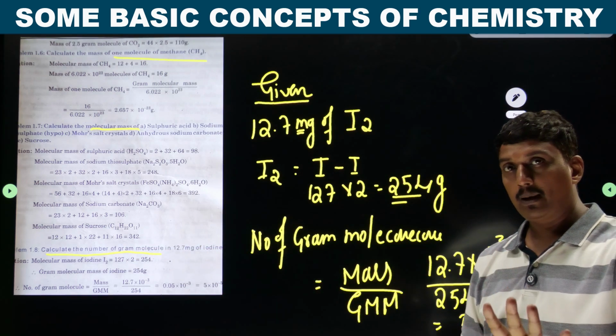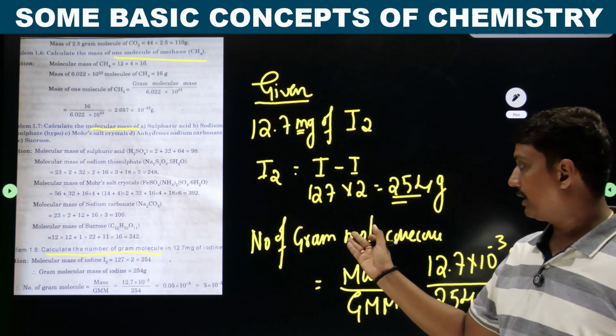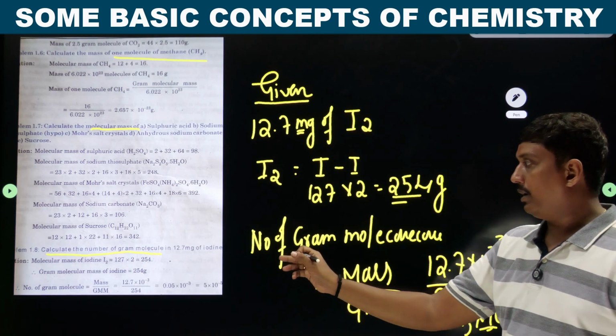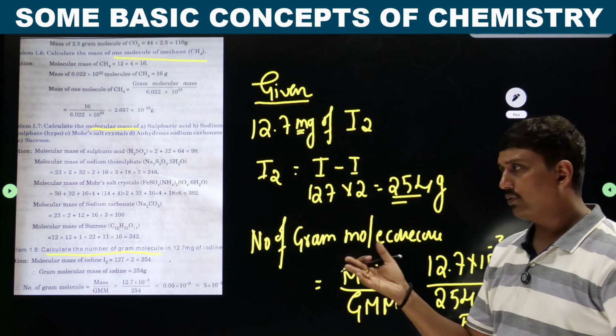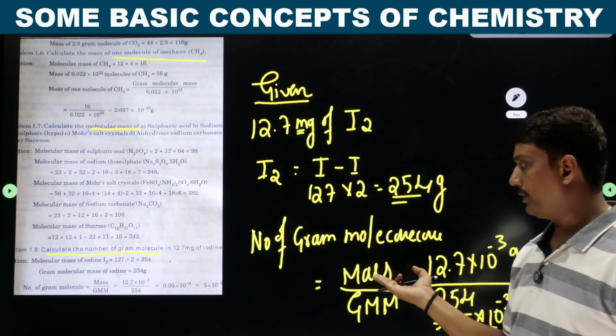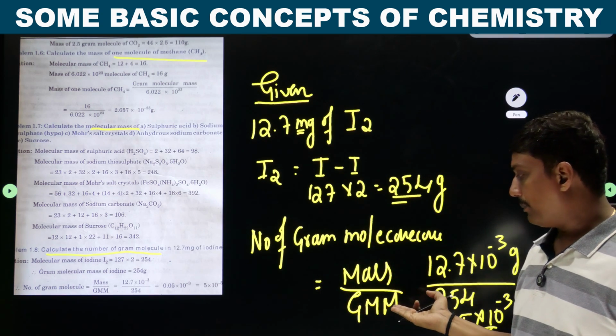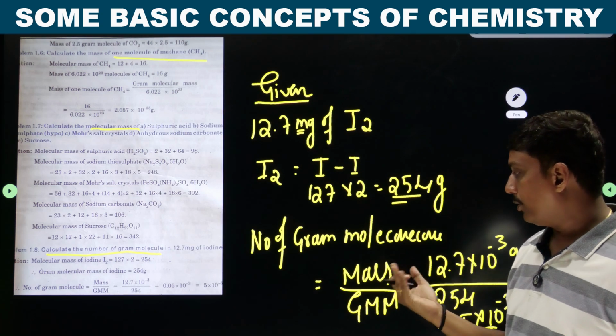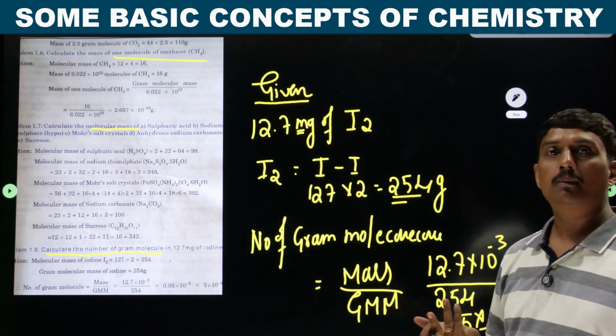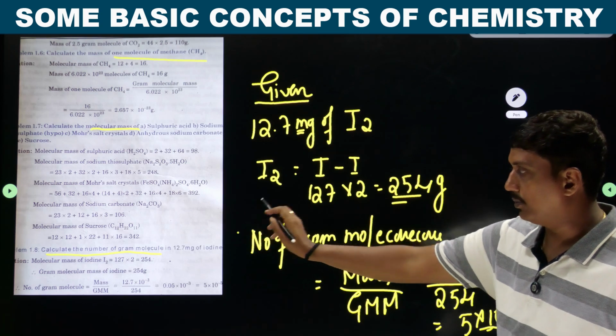We can write this formula easily. If gram atom is given, number of gram atoms is equal to mass divided by gram atomic mass. If the number of gram molecules is asked, it is mass divided by gram molecular mass. So this is the formula.